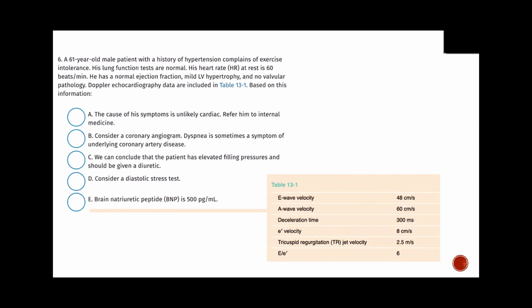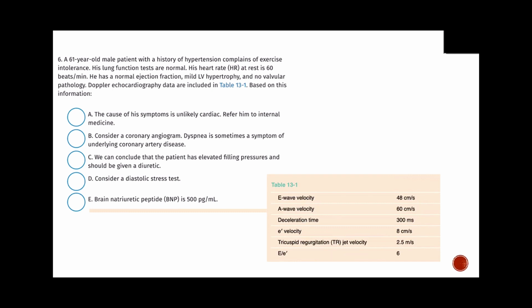61-year-old male with a history of hypertension, complains of exercise intolerance, PFTs are normal, heart rate at rest is around 60, he's a normal EF, he has a little bit of hypertrophy, no valvular issues, and this is the Doppler data. So the cause of the symptoms are unlikely cardiac. Consider coronary angiogram. We conclude that the patient has elevated filling pressures and should be given a diuretic. Consider diastolic stress testing, and BNP is 500. What do you guys think?